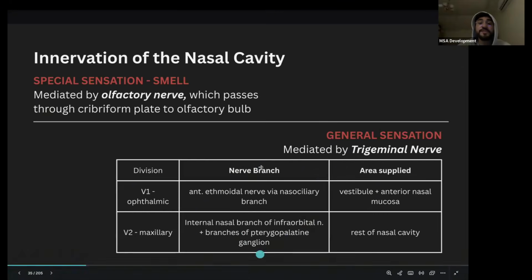Now these are the specific nerves that you need to know. For the vestibule and the anterior nasal mucosa, it's going to be the anterior ethmoidal nerve. But you need to know it's a branch of the ophthalmic. And the internal nasal branch of the infraorbital nerve and branches of the pterygopalatine ganglion, you need to know it all comes from the maxillary. However, if they just asked in general, what supplies the general sensation of the nose? It's going to be the trigeminal nerve. And what supplies the smell? It's going to be your olfactory nerve. Okay?